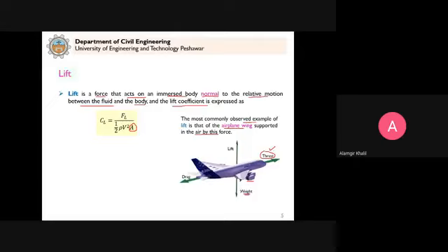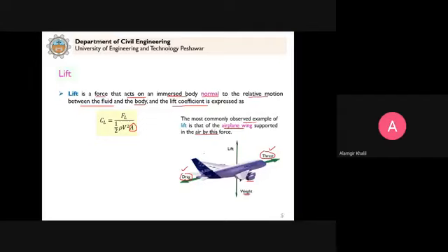And because of this motion of the aeroplane through the air, two principal forces are developed. The first one is the drag force, which is parallel to the direction of relative motion between the fluid and the object. So that is the drag force, and we studied that initially it is a resisting force. It resists the motion of the body.